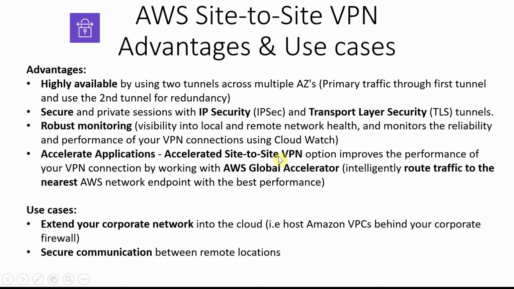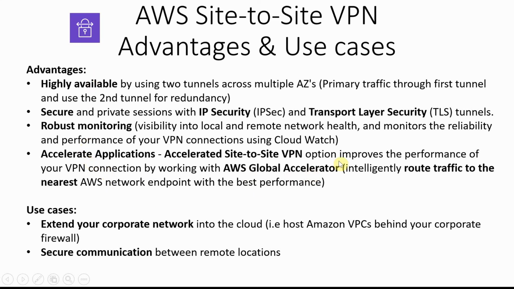But yeah, accelerated site-to-site VPN internally uses this Global Accelerator product. So again, if there are any questions around what is the intelligent routing mechanism in AWS to identify the nearest networking endpoint, the answer is AWS Global Accelerator. So yeah, that's about the.